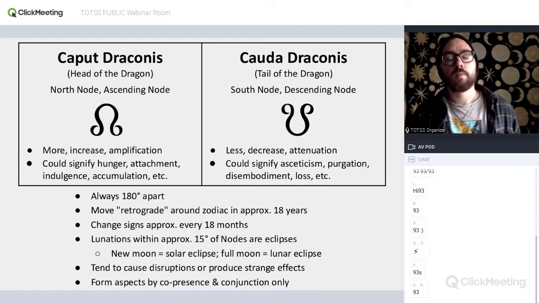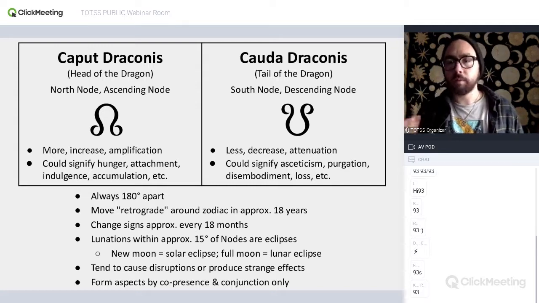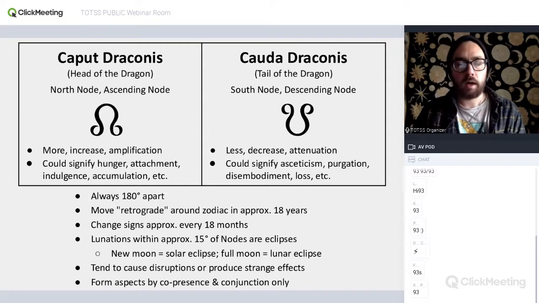In the European and even the Persian and Arabic traditions, the real basic meaning of the nodes, and the one that's most relevant, I think, is that the north node symbolizes more and the south node symbolizes less. That's the basic principle that works for most purposes. So a planet that's close to the north node gets amplified or increased, whatever it signifies, for good or for ill, that thing is increased. And a planet close to the south node is attenuated or decreased.